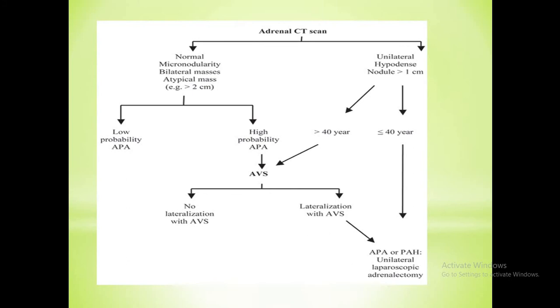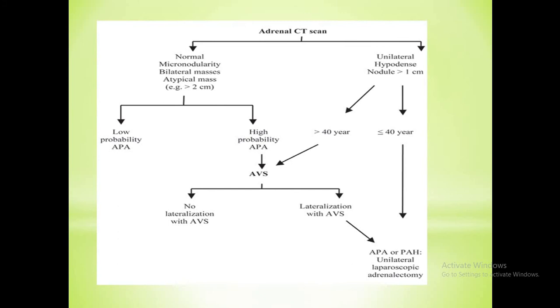So this is a flow chart for adrenal CT imaging. If you are doing an adrenal CT scan and you find a unilateral hypodense nodule, and the patient is less than 40, you go for unilateral laparoscopic adrenalectomy. In a unilateral lesion or nodule more than 1 centimeter, if the patient is less than 40, go for laparoscopic adrenalectomy.